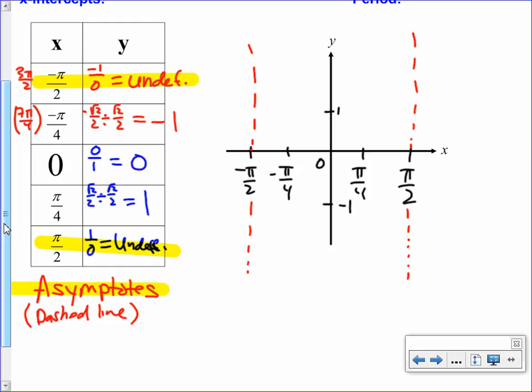All right, here we go. At negative pi over 4, we have negative 1. At 0, it's 0, and then pi over 4 is 1.